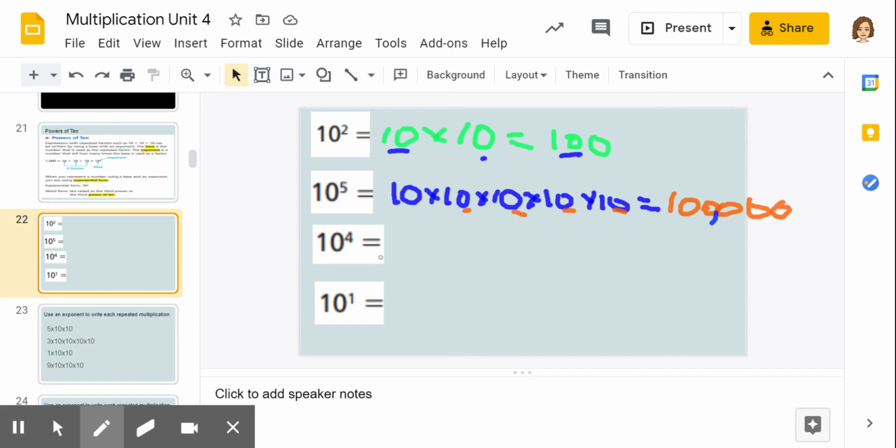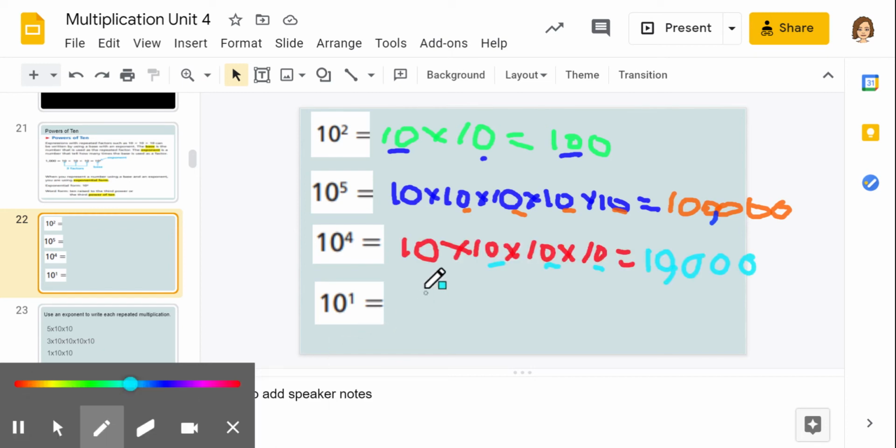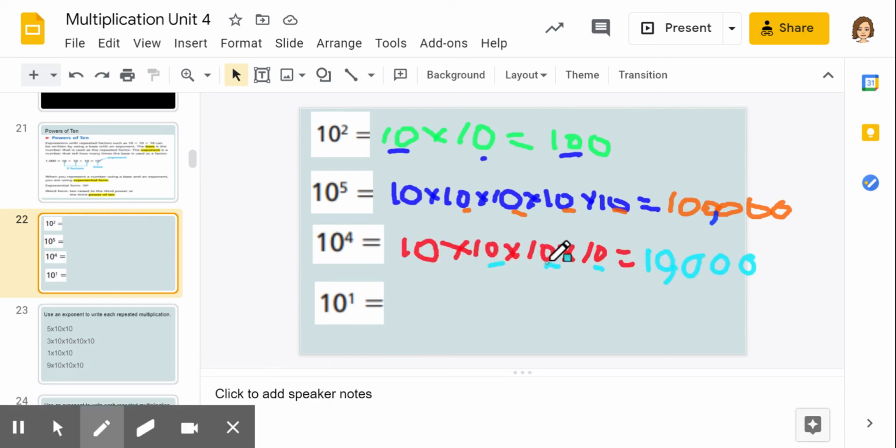So why don't you stop the video and you try 10 to the power of 4 and then come back to me and see what you get. All right, so hopefully you got 10 times 10 times 10 times 10, 4 times. I kept the original 10, and then I added 1, 2, 3 extra zeros. That gave me 10,000. Okay, let's do the last one together.